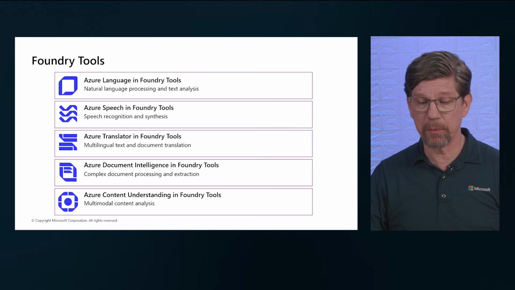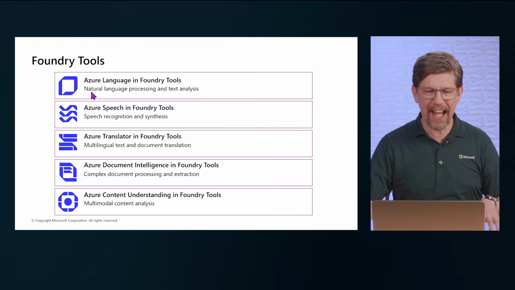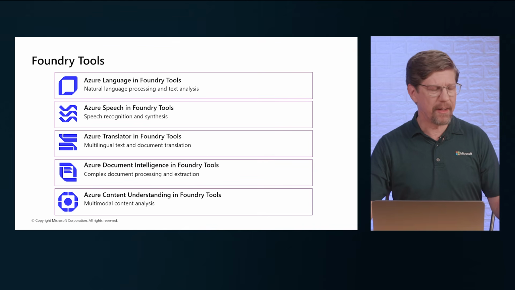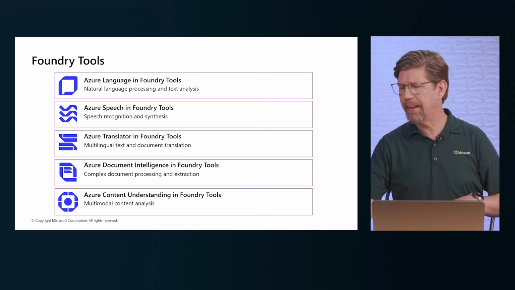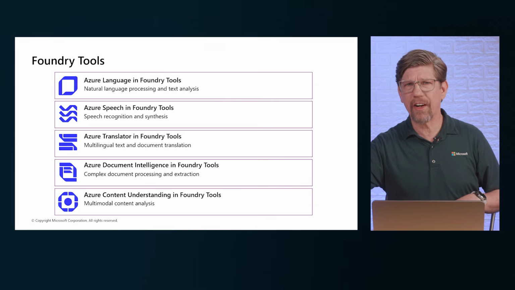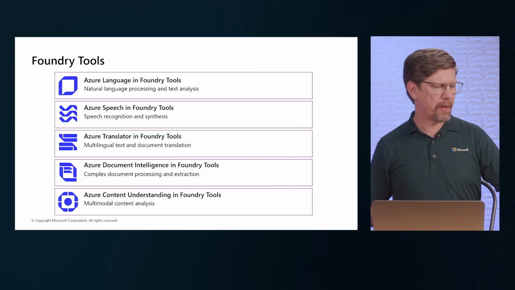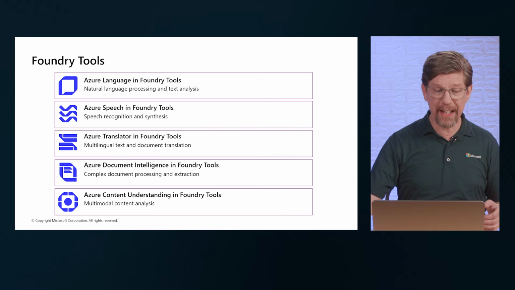The tools that we have available here are going to be things like the Azure language in Foundry tools. That's our natural language processing. This is things like, hey, can we detect the language that we're running on? Can we find key terms or entities in that text? Can we do things like lay the groundwork for translation?